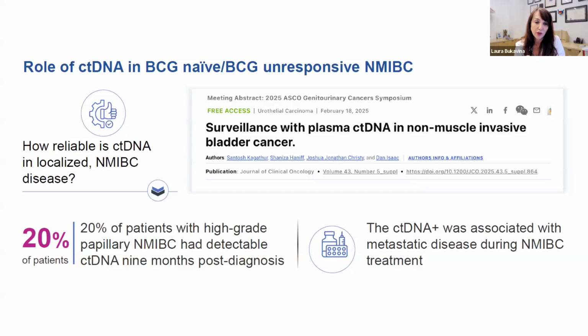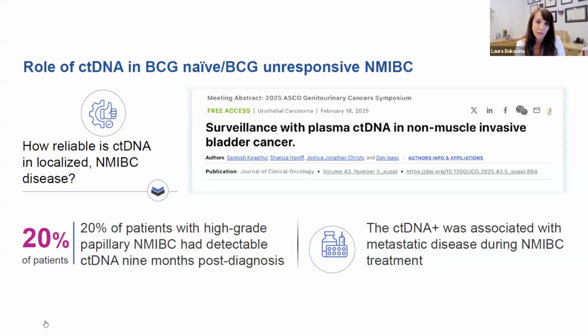And this was the first study that we saw published. This was an abstract at 2025 ASCO looking at plasma ctDNA in the non-muscle invasive space. What they found is that 20% of these very high-risk patients, they put all of them together, BCG unresponsive and BCG naive, did in fact have ctDNA positivity. And this was associated with metastatic disease at the time of their cystectomy and obviously worse outcomes for these patients.